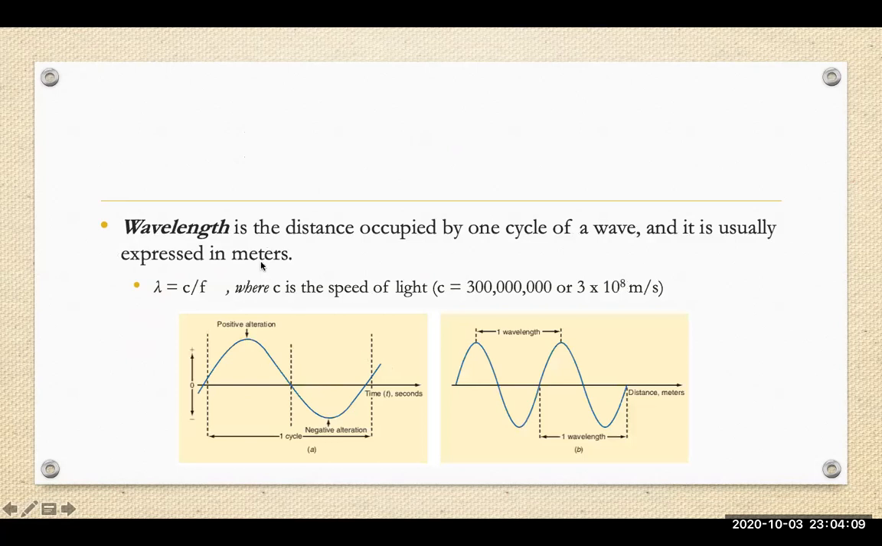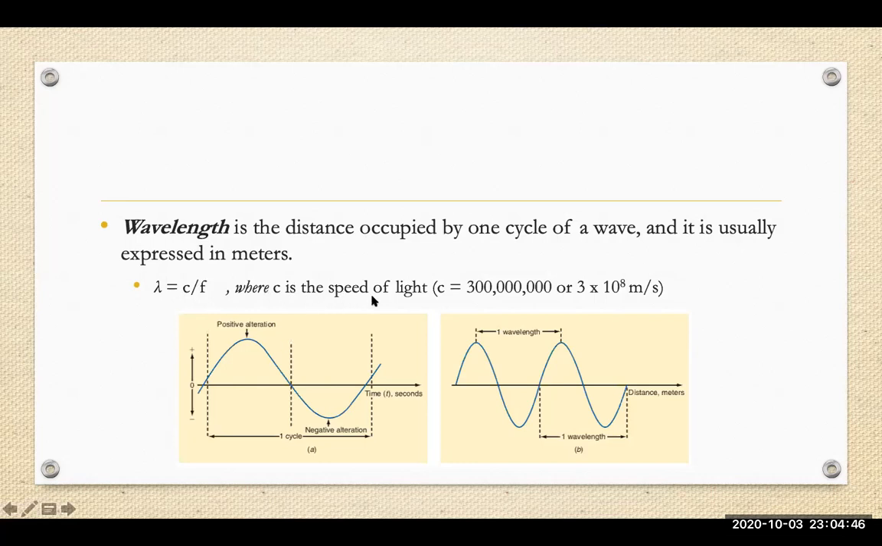Okay, now let's go to this parameter, wavelength. Wavelength is the distance occupied by one cycle of a wave, and it is usually expressed in meters. We have here the Greek letter lambda to represent the wavelength, and it is equal to the speed of light, or letter C, divided by the frequency, since we know that electromagnetic waves travel at the speed of light.